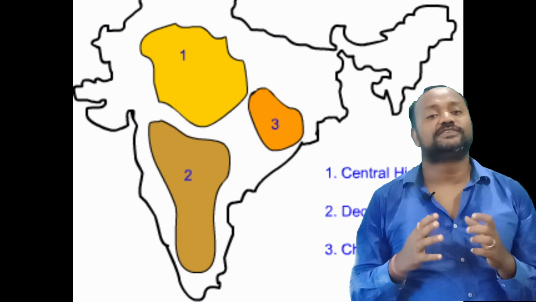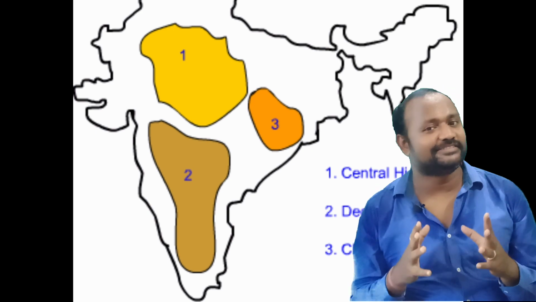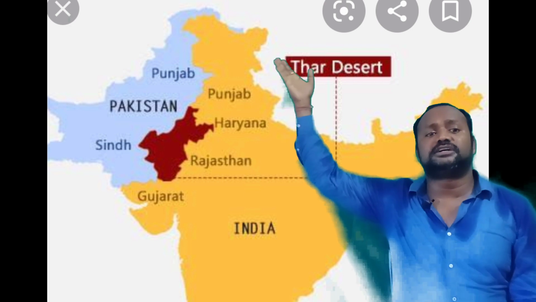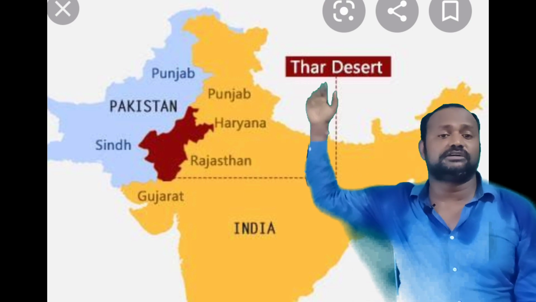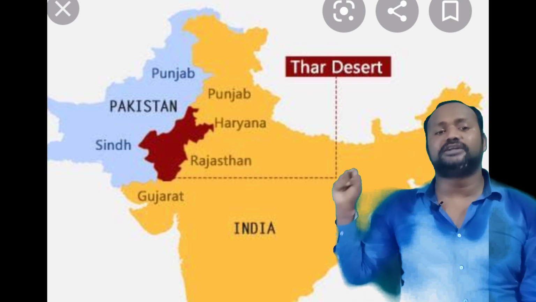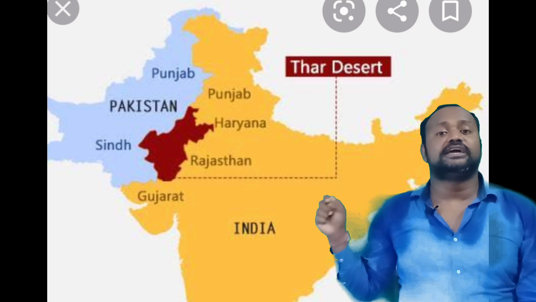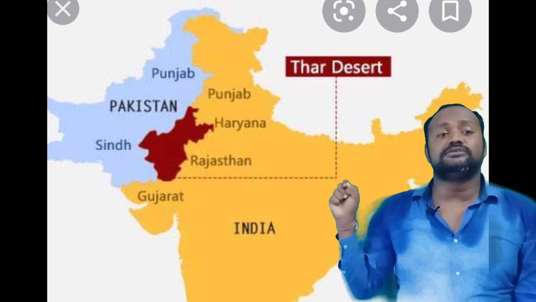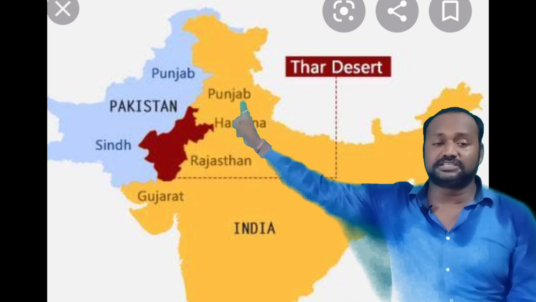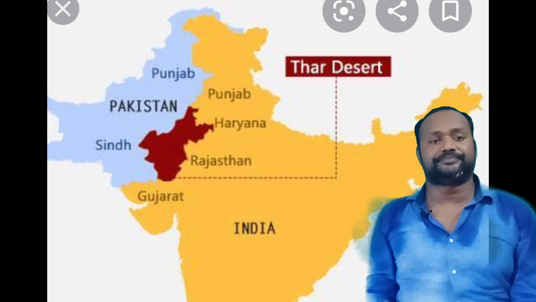Next, we are going to discuss the Indian desert. Indian desert is also known as the Thar Desert. The Indian desert is located in the northwestern part of our country, to the west of Aravalli. You can see here, west of Aravalli.